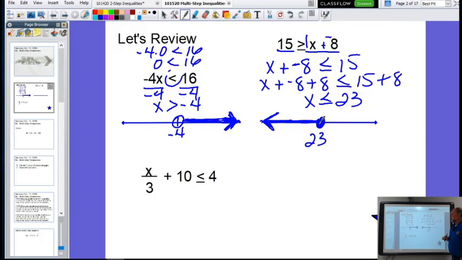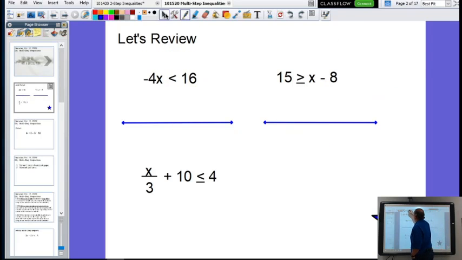Okay, so now we need to work this last one. The last one, we've got a division problem. Now I'm going to clear this off and move this up a little bit, and move these out of the way.